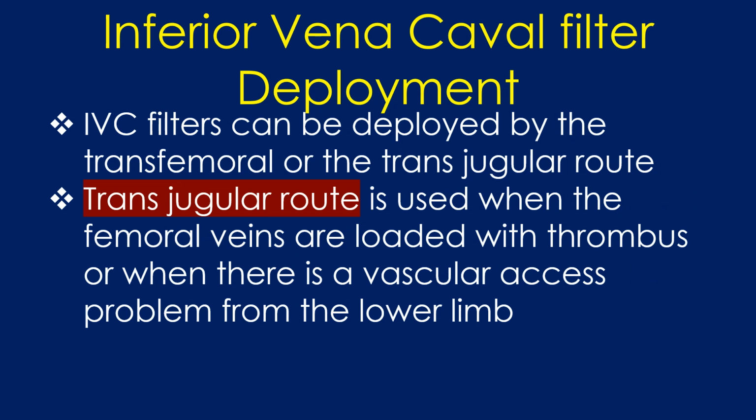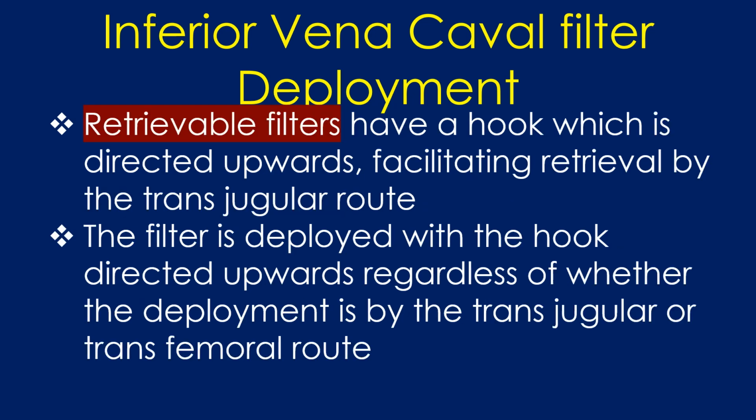IVC filters can be deployed by transfemoral or the transjugular route. Transjugular route is used when the femoral veins are loaded with thrombus or when there is a vascular access problem from the lower limb. Retrievable filters have a hook which is directed upwards, facilitating retrieval by the transjugular route. The filter is deployed with the hook directed upwards, regardless of whether the deployment is by the transjugular or transfemoral route.